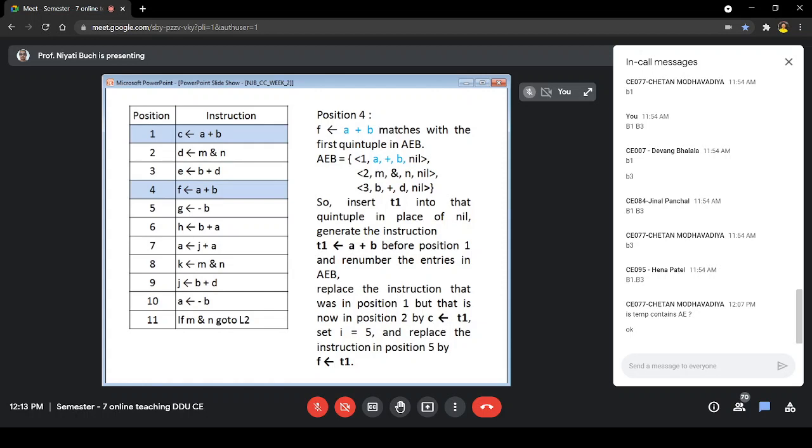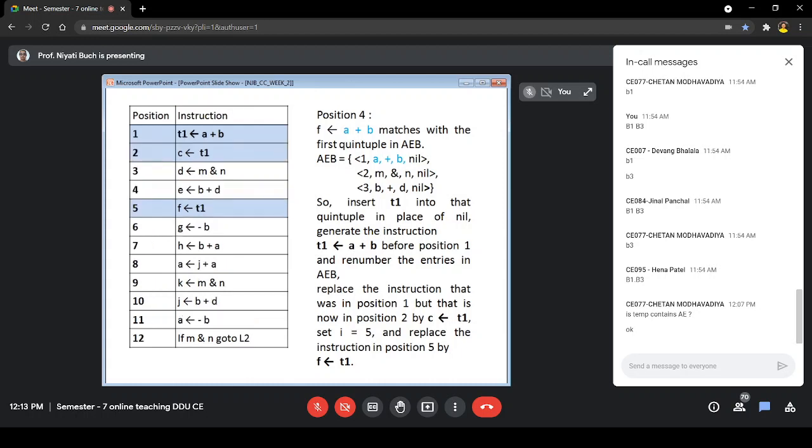Let us see the change in our code. So what we are doing, this change we are seeing, right? At position 1, an instruction has been added. At position number 2, the instruction has been changed. And at position number 5, again the instruction has been changed. Are you all following this one?